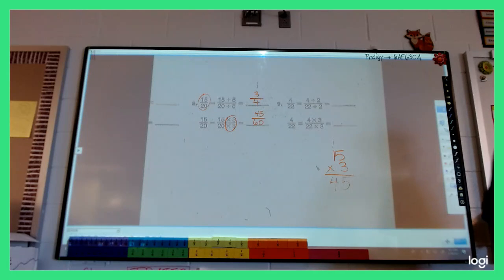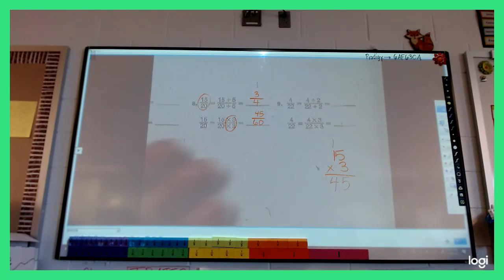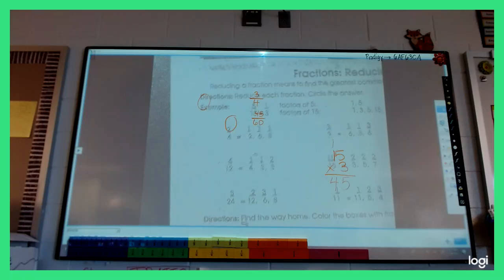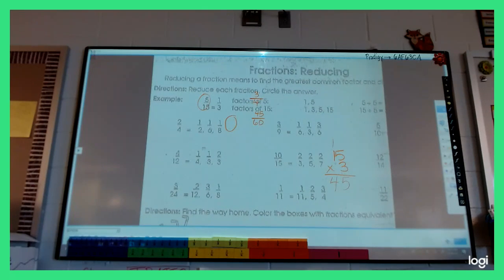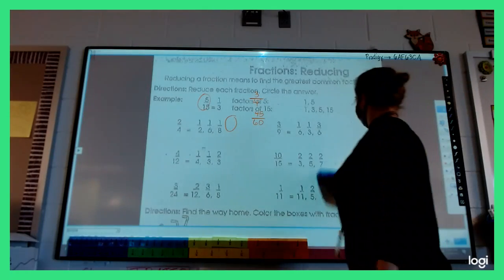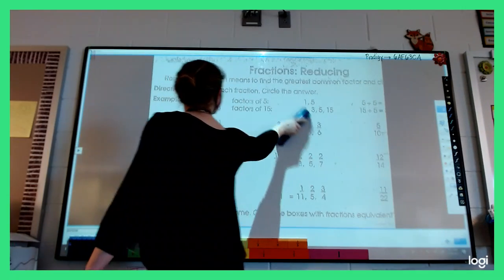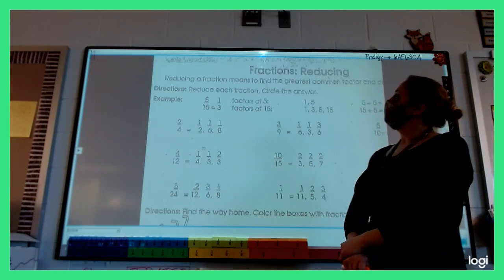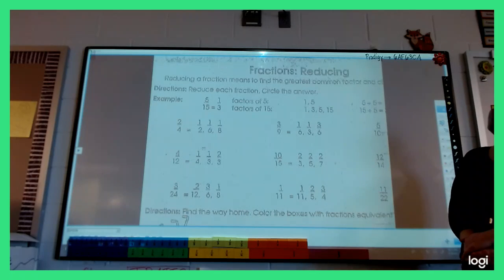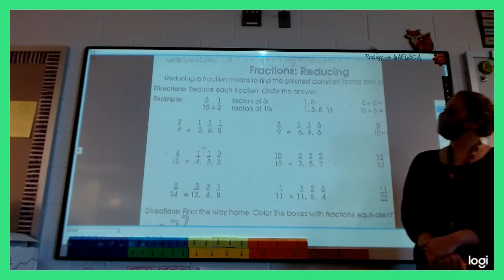Okay, I am going to go to the other side of the paper. I think you guys can finish these on your own, so flip your page. And we are going to try some of these up here at the top. All right, our directions. Can somebody read the directions for me? The top of the other side. Hayden, nice and loud. Reducing a fraction means to find the greatest common factor and divide. Directions: reduce each fraction, circle the answer.